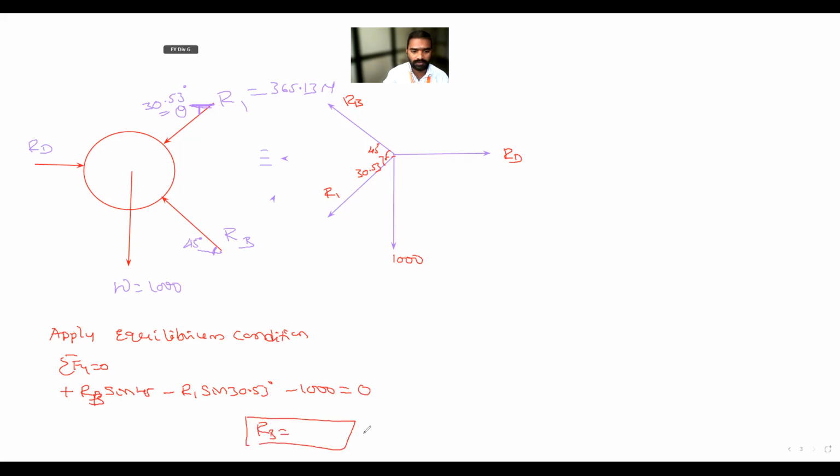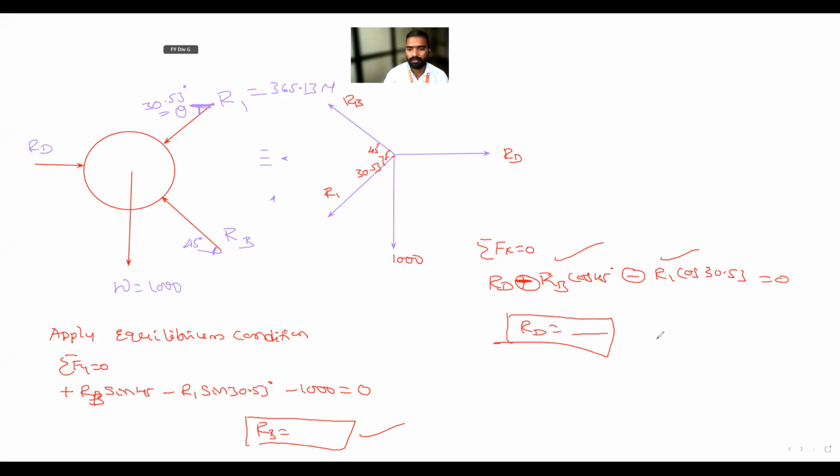Calculate afterwards. R1 is known. Then apply sigma Fx is equal to 0. RD, next RB's x component, plus or minus? Minus RB cos 45. R1's x component, minus R1 cos 30.53. Next is nothing, 0. So you know RB, you know R1, you have to calculate the RD value.